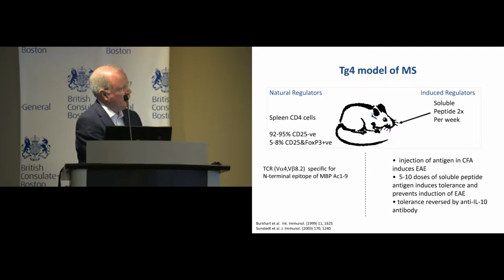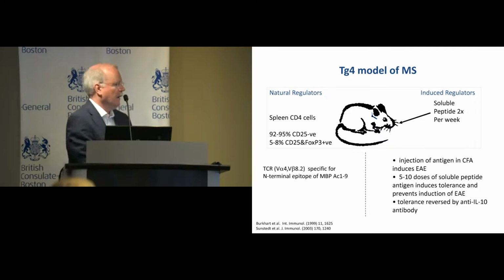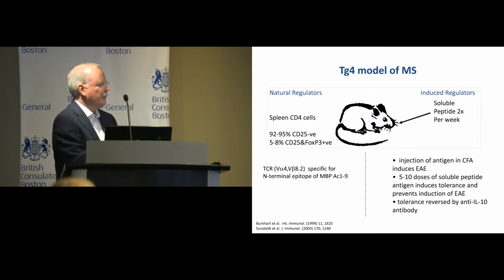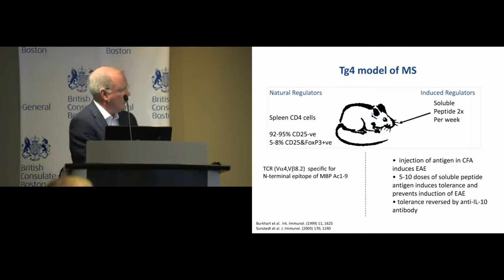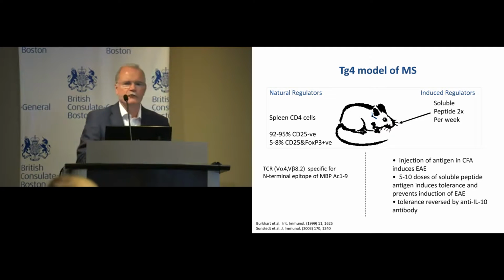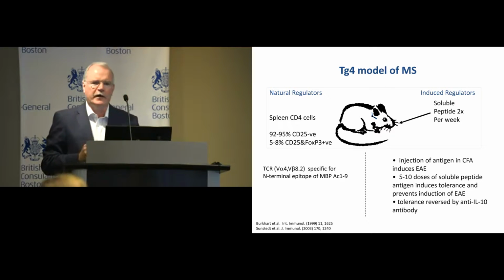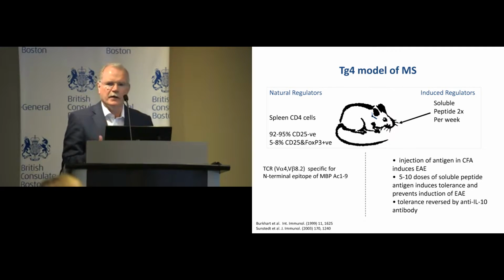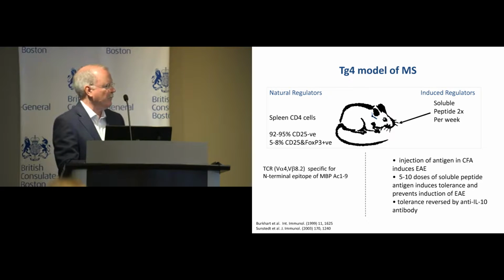So if you take this model of multiple sclerosis and give soluble peptide 2 times per week, this totally prevents induction of disease, and most importantly, the induced tolerance is reversed by administration of antibodies to IL-10. So in this case, interleukin 10 is responsible for the immune suppression that we're measuring.